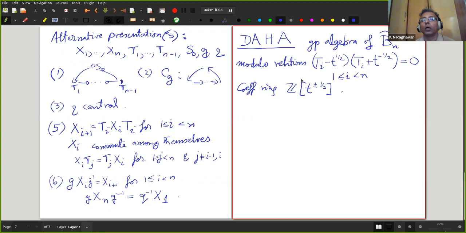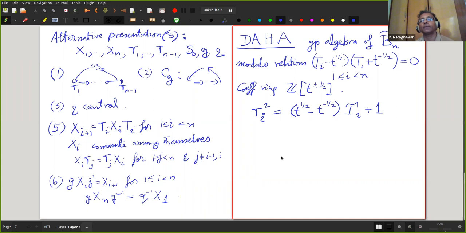The other way to do it is to write it as Ti squared equal to something. If I send it to the other side, it becomes t to the half minus t to the minus half, times Ti, plus 1. That is one way of writing it.